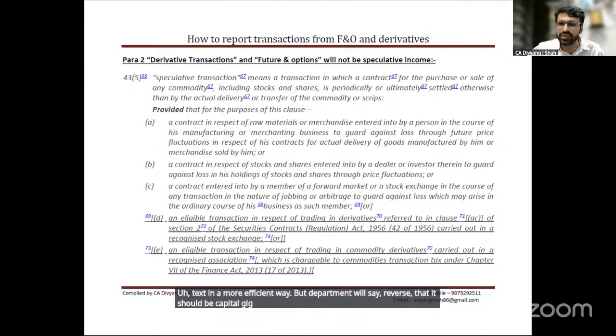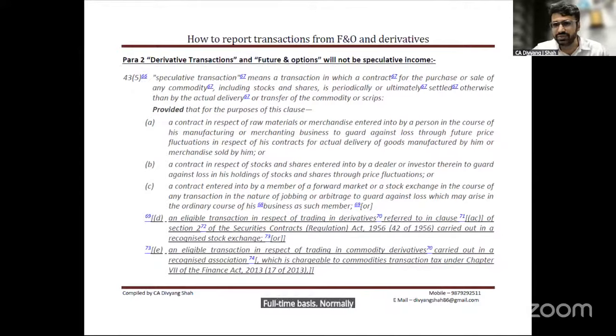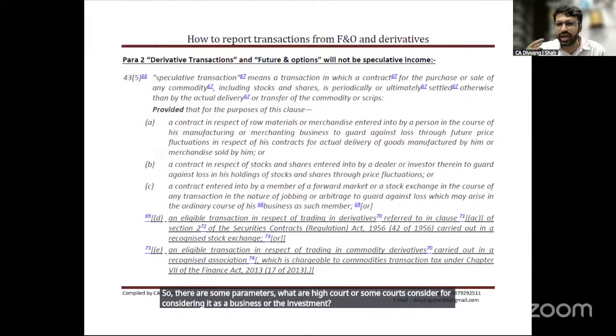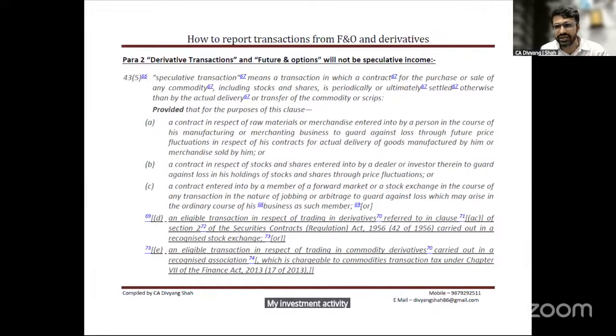So that dispute arises. From that dispute, some parameters are defined: if a particular person is having business income, obviously he will do it normally on a full-time basis. Normally it will be higher in volume. So there are some parameters that a high court or some courts consider for deciding whether it is business or investment. For example, if I am already employed full-time somewhere, then I cannot spend my time on this activity. So obviously, whatever activities are there will be treated as my investment activity and taxed as capital gain. That's what the conclusions are.